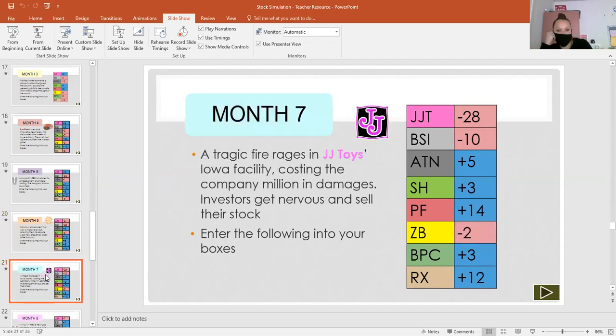Month 7, a tragic fire rages in JJ's Toys Iowa facility, costing the company millions in damages. Investors get nervous and sell their stock. So -28, -10, +5, +3, +14, -2, +3, and +12.